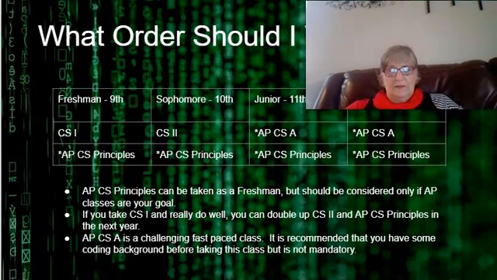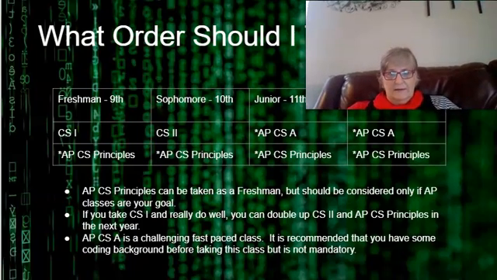It's one of the 2 AP classes that are allowed, but should only be considered if AP classes are your goal. If you take CS1 and you do really well, you can double up and take CS2 and APCS principles in the next year. APCSA is a challenging and fast-paced class. It is recommended that you have some coding background before taking this class, but it is not mandatory.